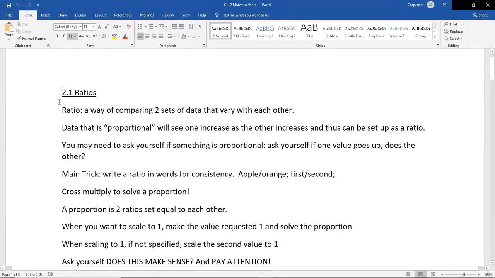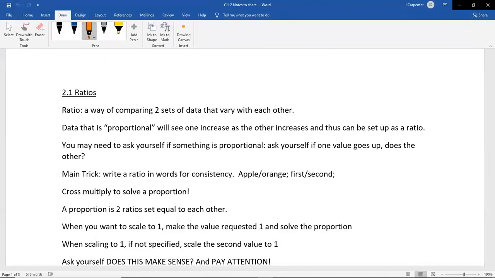What is a ratio? A ratio is a way of comparing two sets of data that vary with each other. So specifically, when we talk about the idea of a ratio, ratios are fractions. Ratios are just fractions. The word ratio has the root word rate inside of it, and you'll hear that word described with fractions as well sooner than later. So whenever we talk about ratios, we're talking about setting up fractions.